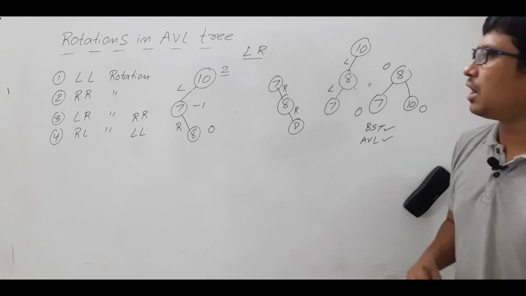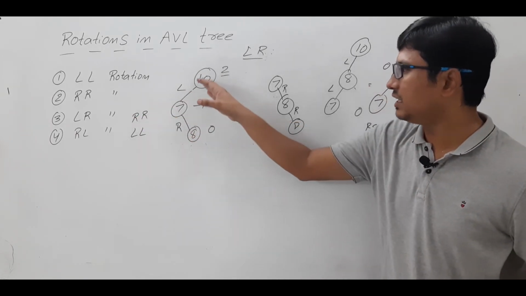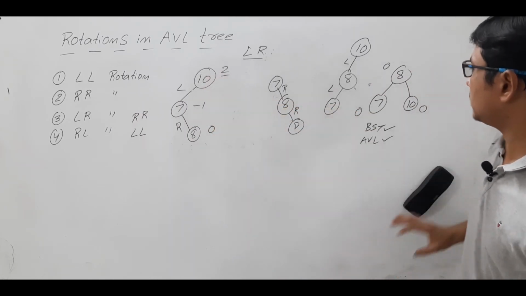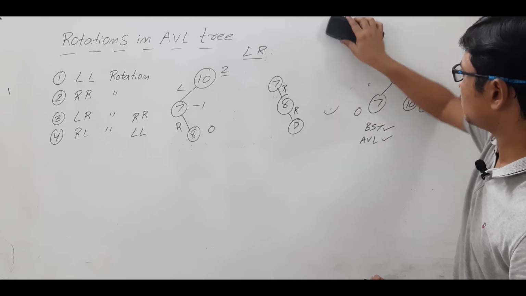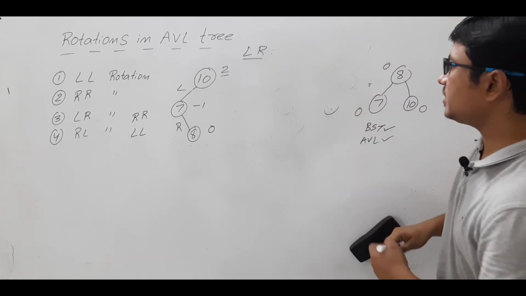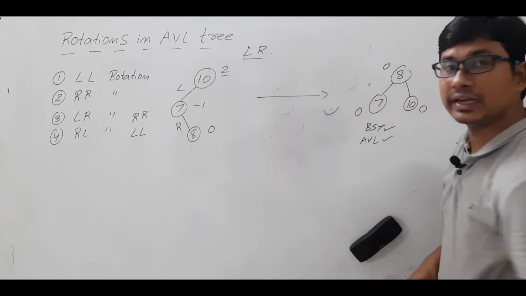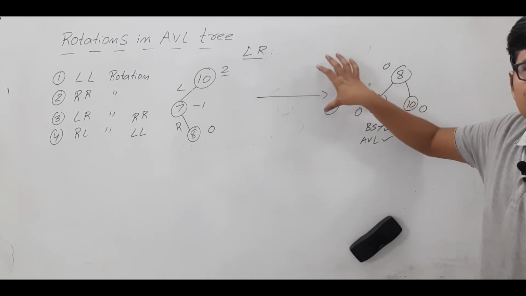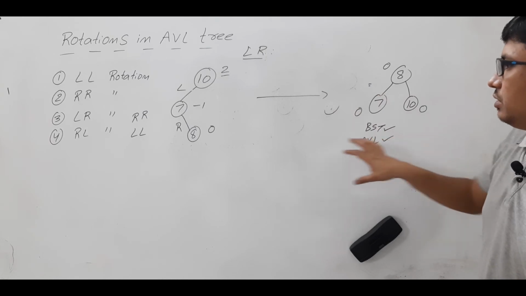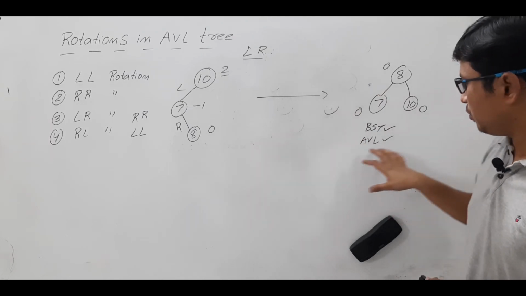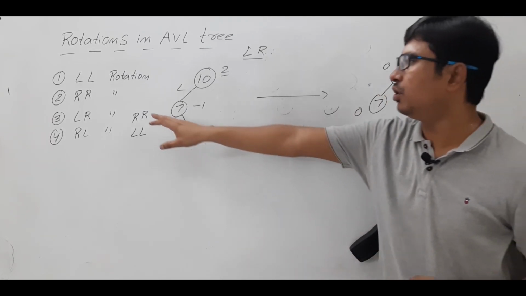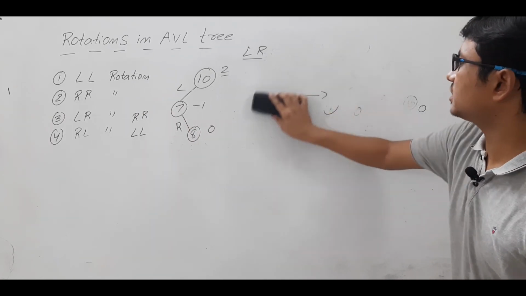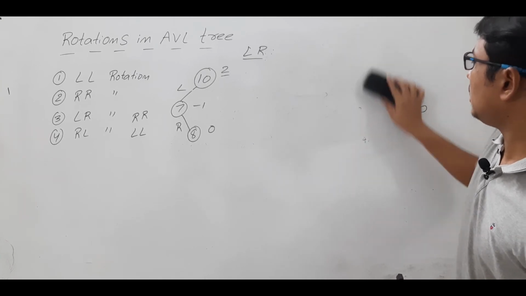So I hope you have understood how I identified that it is an LR rotation. Finally, leave this one. From this tree we got this one there. Is it clear? Are you able to understand how I have written the intermediate steps also? So this was not an AVL tree. Now we converted it into an AVL tree by following the LR rotation. Now let me discuss the last rotation, which is RL rotation.